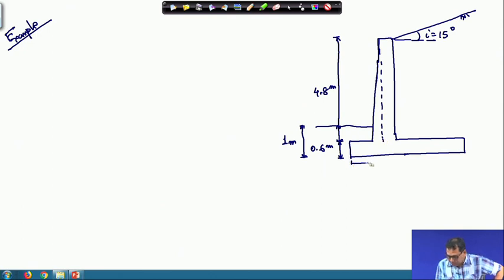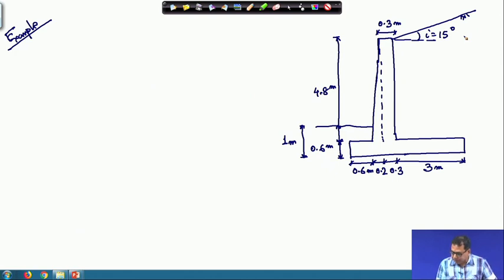okay, this one is 0.6 meter, this is 0.2, this one 0.3. So, this is also 0.3 meter, and from here to here it is 3 meter.